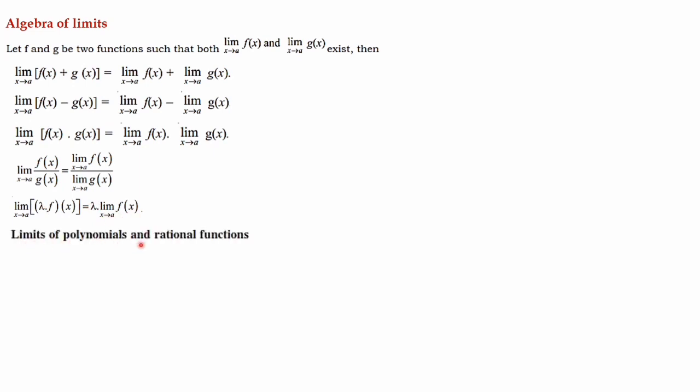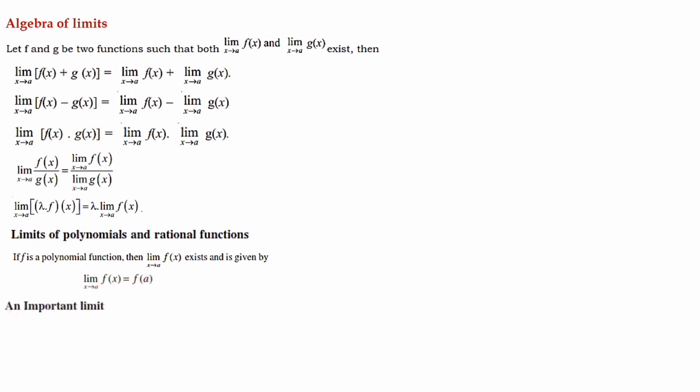Limits of polynomials and rational functions. If f is a polynomial function, then the limit as x tends to a of f of x exists and is given by the limit as x tends to a of f of x is equal to f of a. That means here you simply replace x and substitute a, and you will get the limit. So the limit as x tends to a of f of x is equal to f of a. Just substitute a in place of x, that's all.